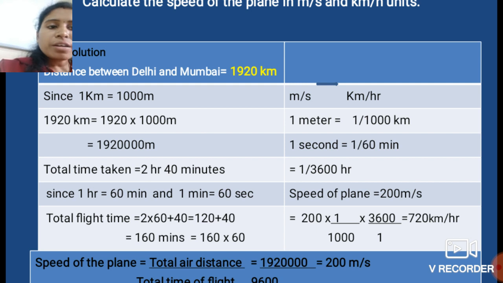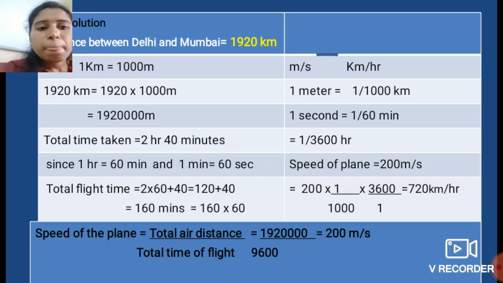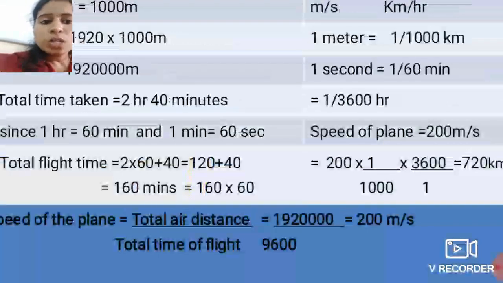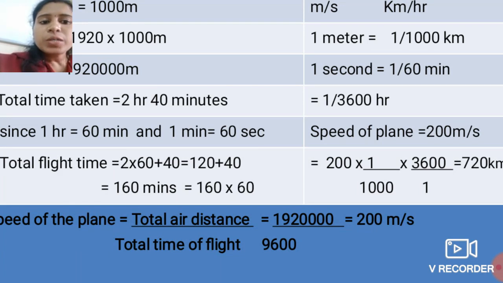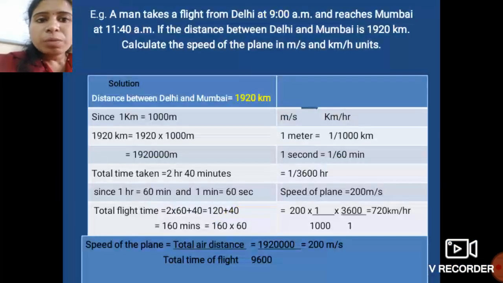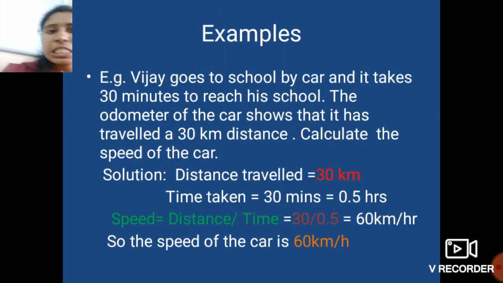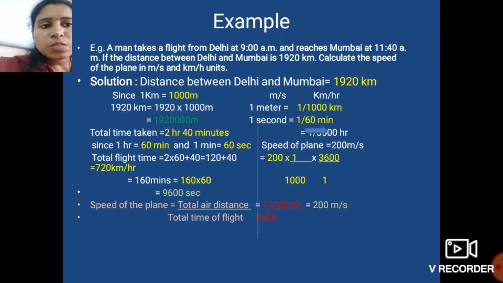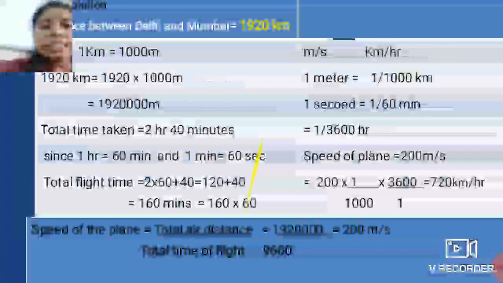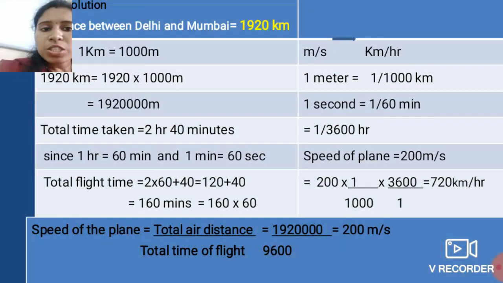So the speed of plane is 200 meter per second. How? See, the formula for the speed: speed of plane is equal to total air distance upon total time of flight. What is the formula for the speed? Distance upon time.